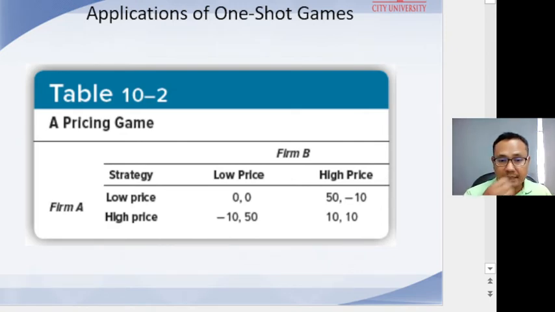However, suppose the manager of firm A is honest and would never cheat on a promise to charge a high price. She is honest enough to keep her own word to the other manager, but not so honest as to obey the law against collusion.